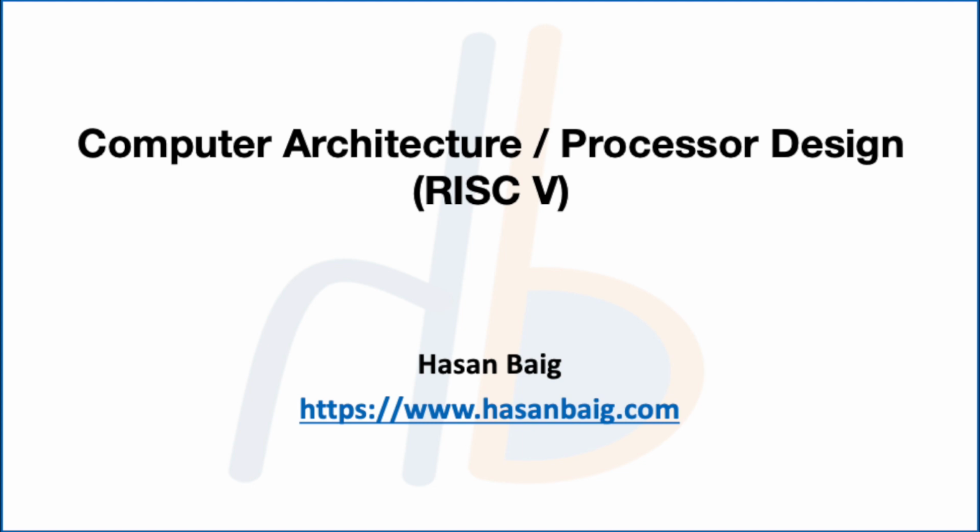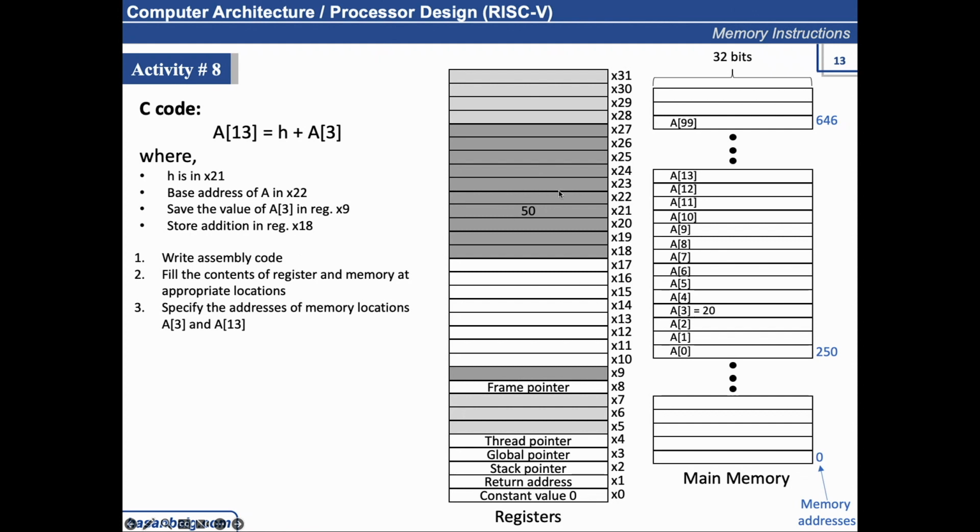Okay, so now let's proceed ahead with the activity. You are given the register and the memory. These correspond to memory addresses, and each location is again 32 bits wide. What you are supposed to do is execute this instruction: write the RISC-V code for this instruction and fill up the contents. This is also similar to one of the questions in your assignment.